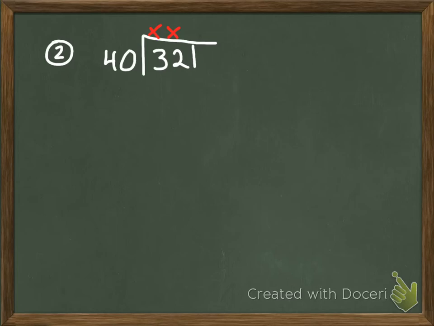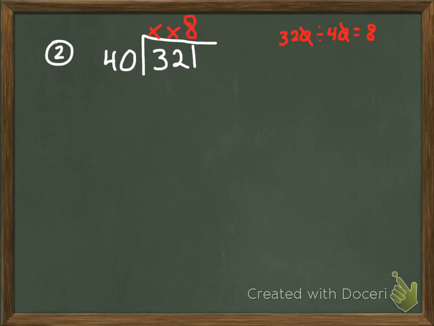Well, that's a little confusing, so I'm going to estimate. I'm just going to turn that last number into a 0 and estimate 320 divided by 40. And the reason I'm estimating this is because I know there's a 0 on 320, and I know there's a 0 on 40, which means I can cross them out. And now I just have 32 divided by 4. Well, 32 divided by 4 is 8. So I'm going to try 8 and see if it works in my math problem.